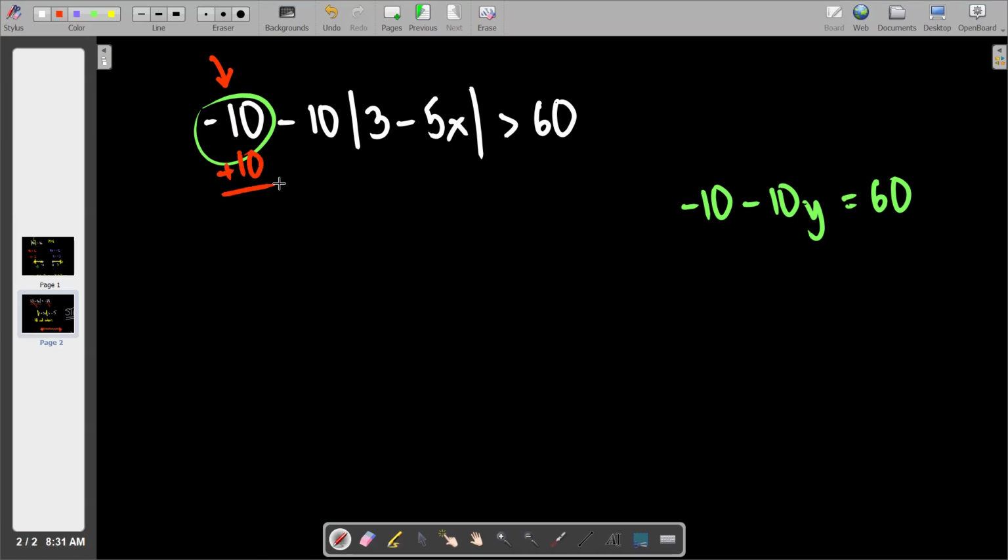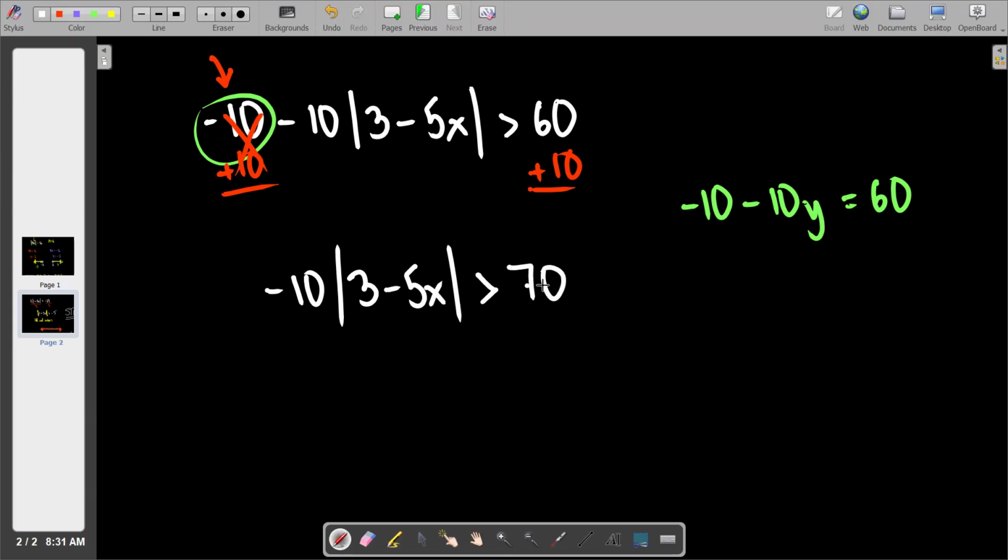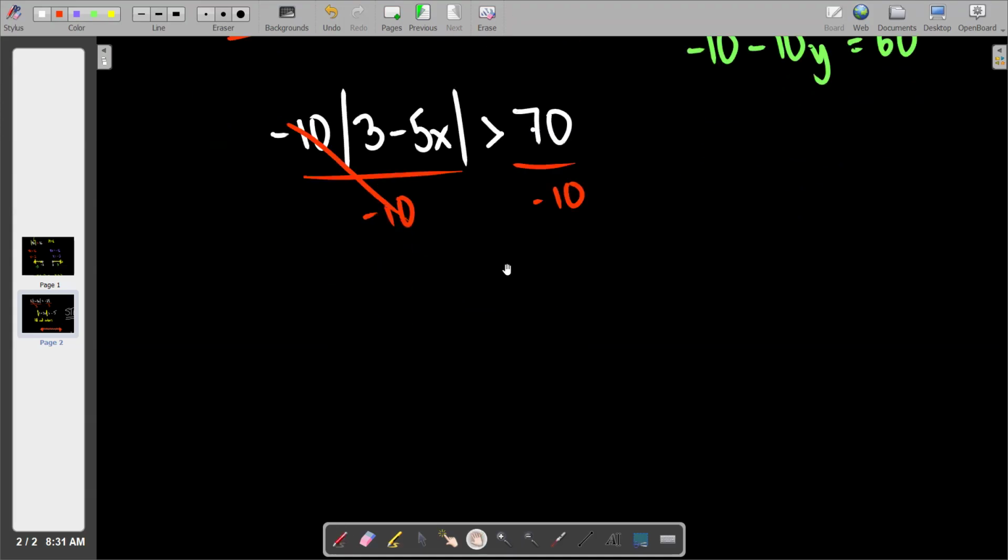And if you add 10 here and here, you get negative 10 times the absolute value of 3 minus 5x is still greater than 70. Now, what do? Now we divide both sides by negative 10. And I get the absolute value by itself. Mission accomplished. And I am going to remember to switch the sign because I divided by a negative. So I'm going to switch it to is less than. And what is 70 divided by negative 10?